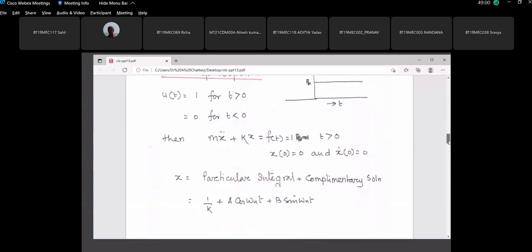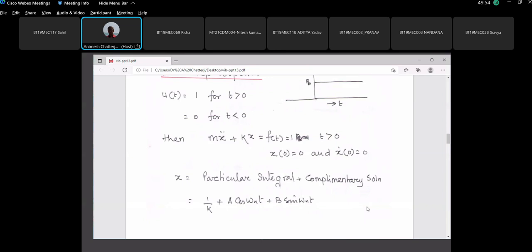So what is the particular integral? Particular integral is force divided by only k, because the magnitude of the force doesn't change with time t. This is not a dynamic force, this is a static force. Under static force, displacement will be the static deflection, so it will be force by k. This is the particular integral, the solution of this equation. If I make F(t) equal to 0, I get the complementary solution. On this solution, I apply the initial conditions. Then what do I get? That is called the unit step response.